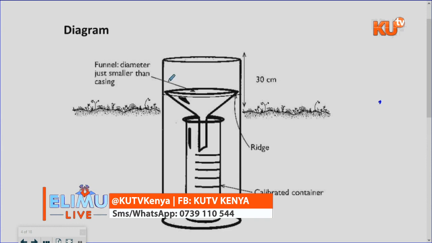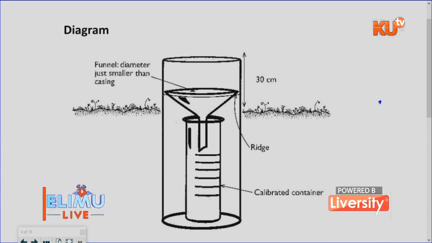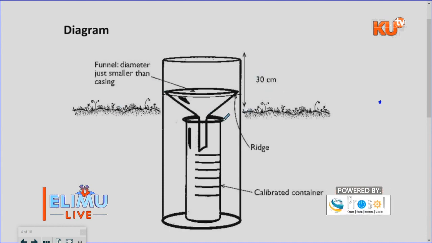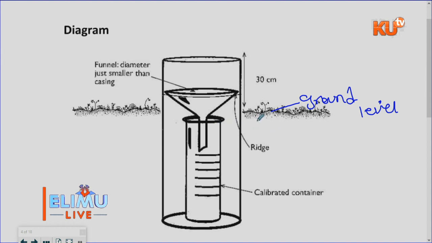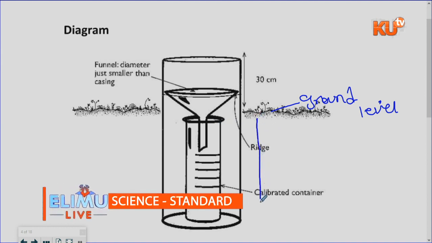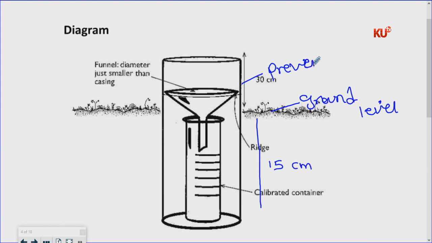So that's the diagram of a rain gauge, as you can see. We have the upper part, that is 30 centimeters. Then we also have the lower part of the rain gauge that is dug into the ground. This is the ground level. We have 30 centimeters above, and 15 centimeters that is dug into the ground.